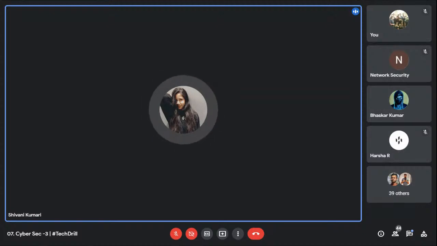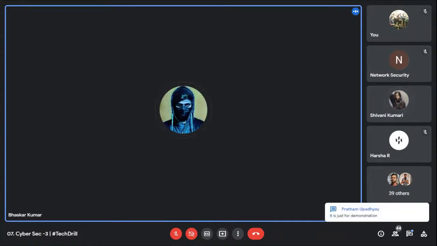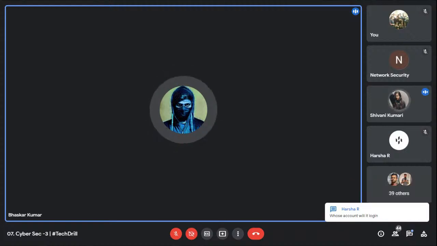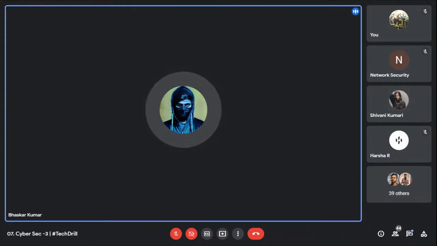I went to inspect element and changed the input type from password to text. That was just so that you can see the password over there, nothing else.